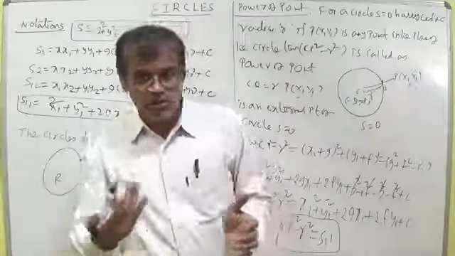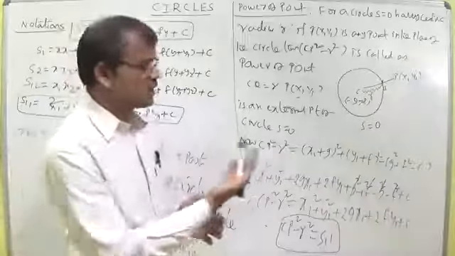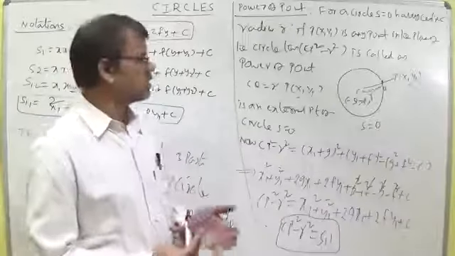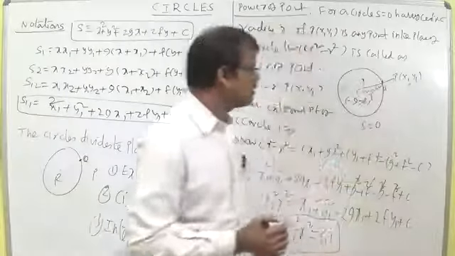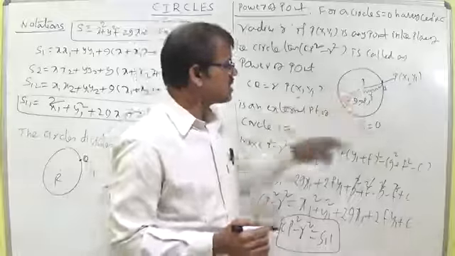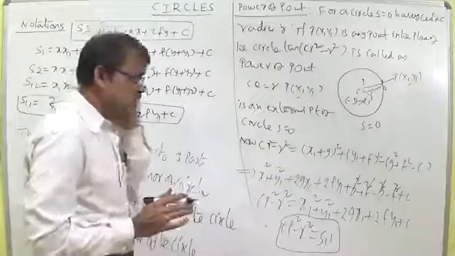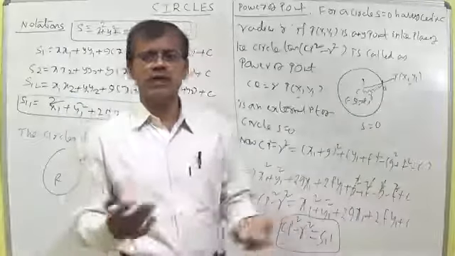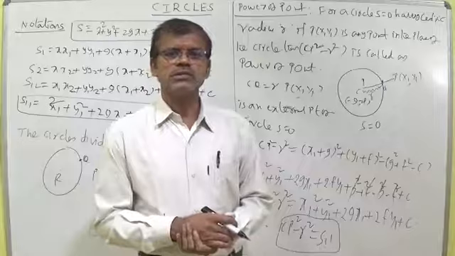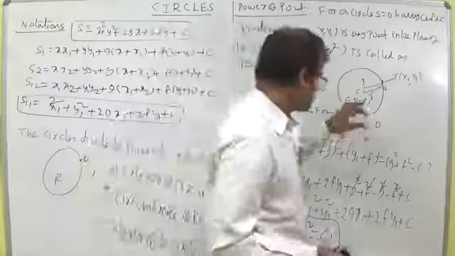If the point goes inside, the distance is reducing, so it becomes less than R. Now I discuss the conditions: whenever Cp is greater than R, Cp square is greater than R square, Cp square minus R square is greater than 0, then S11 is greater than 0. Like that I made the conditions.